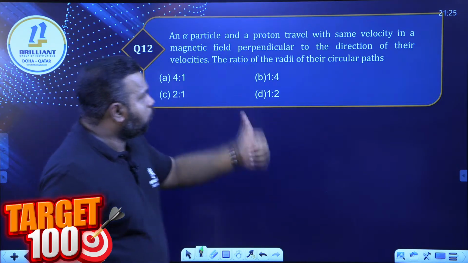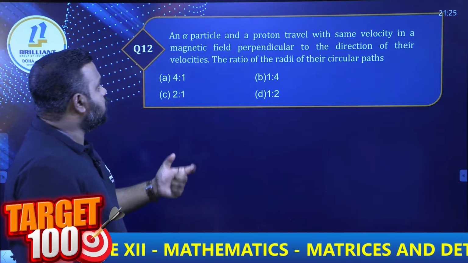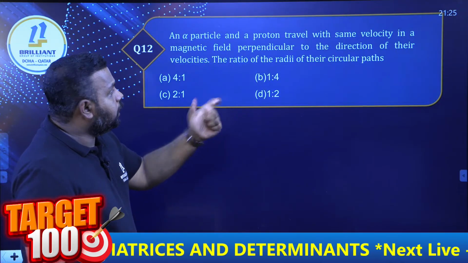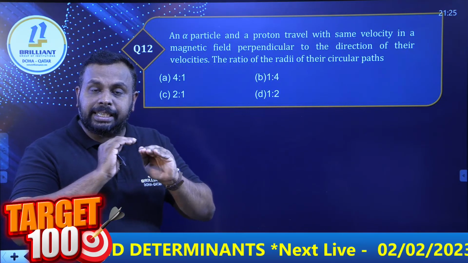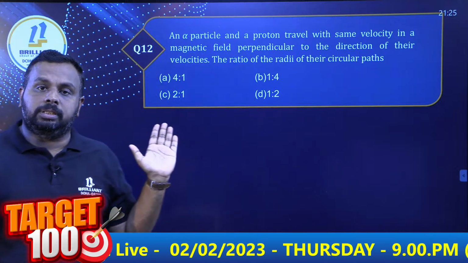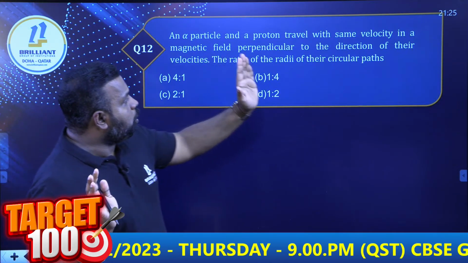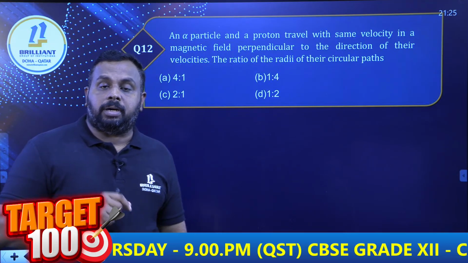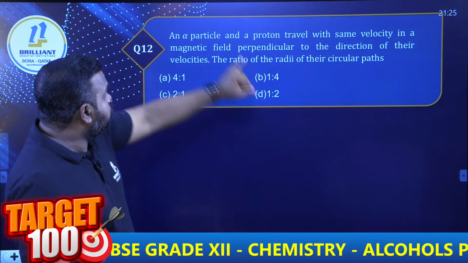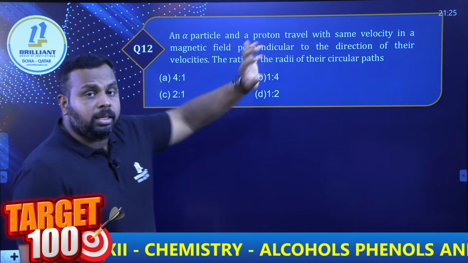Alpha particle and a proton travel with the same velocity in a magnetic field perpendicular to the direction of their velocity. So charge is entering perpendicular to the magnetic field. So surely you can take theta is equal to what? 90 degree. The ratio of the radii of the circular path, you have to find the ratio of radius. Okay, radius of alpha particle. First particle is alpha, then proton.